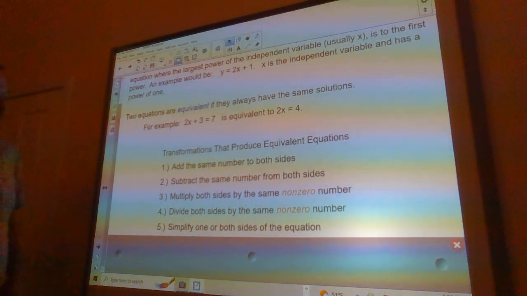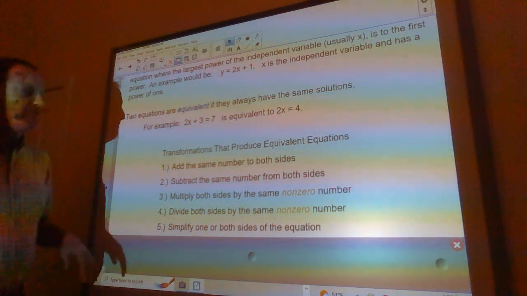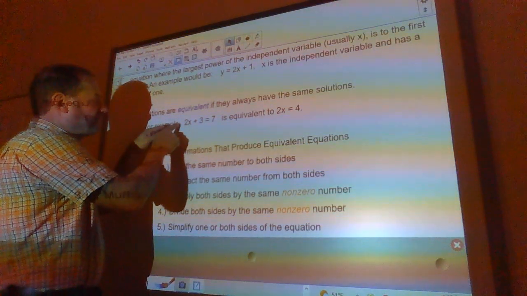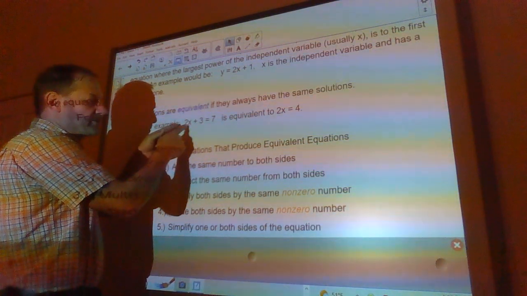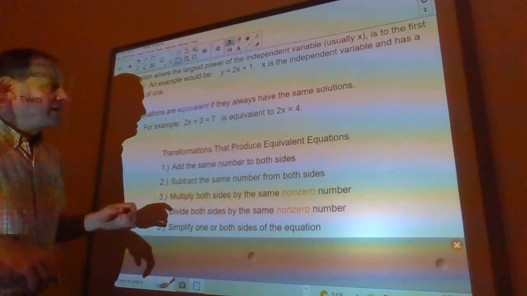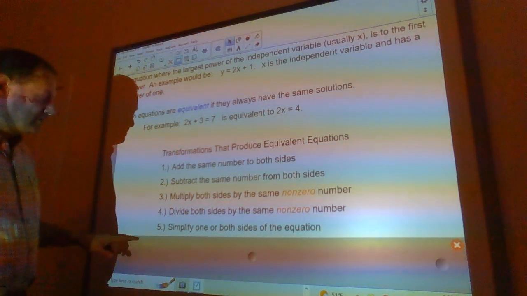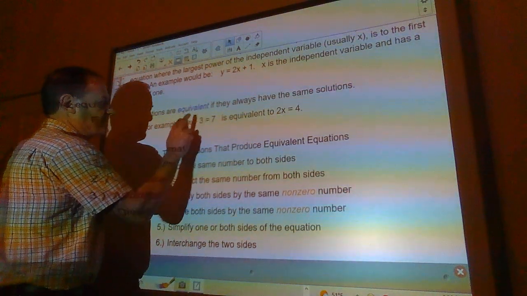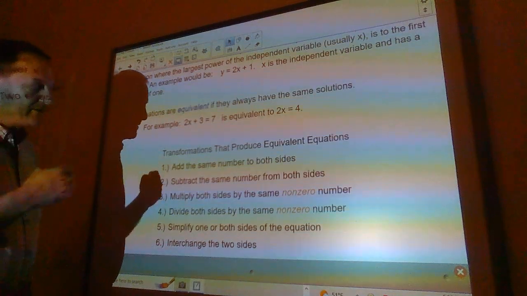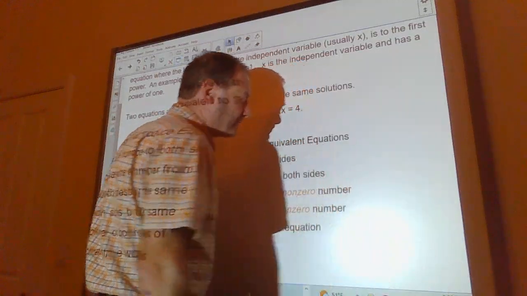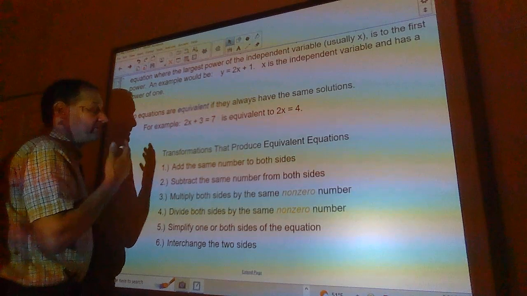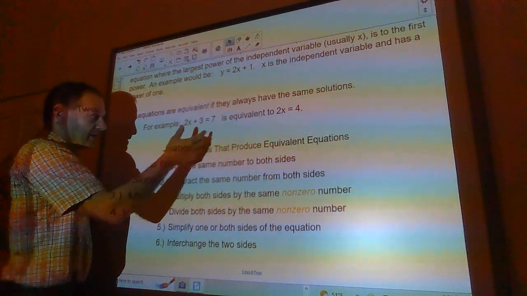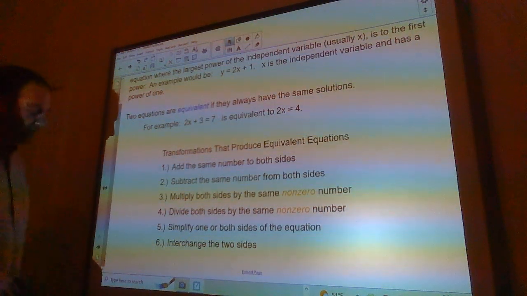I can simplify one or both sides of an equation. So if I had 2x plus 3, and I also had another plus 4x over here, I could make the 4x plus 2x into 6x, and that does not change the equation. And I can interchange the two sides, which basically means I can flip these two sides like this. That doesn't change an equation either. I do that a lot because I always prefer to have my variables on the left side. It bothers me for some reason if they're on the right, so I'll just switch the equations a lot of times.